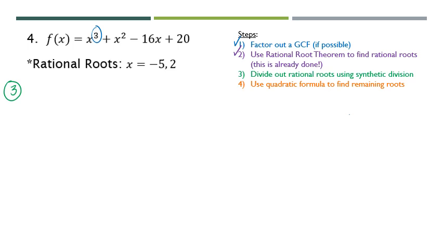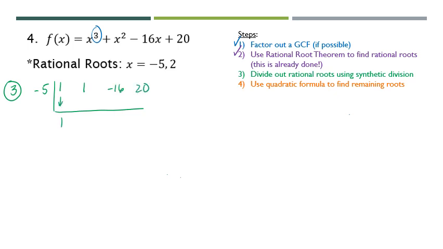So I'm going to take my first rational root, which is -5, and remember we do not switch the sign because we were given a solution, not a factor. And I'm going to put in all my coefficients, and we'll go through the process of doing synthetic division.